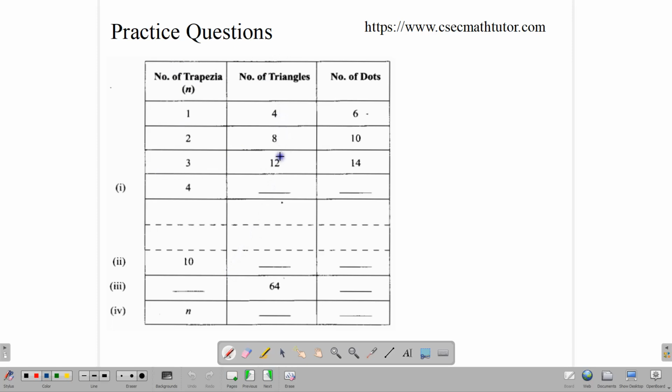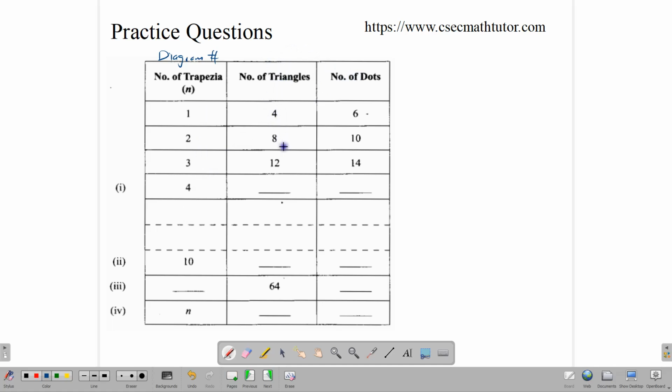4, 8, 12. This is the diagram number. Let me put it in contents. Diagram number. And so the questions normally say draw the next diagram in the sequence. So this is the diagram number. This is the number of triangles, number of dots. We don't really need it to answer the question. So let's look at the pattern here.